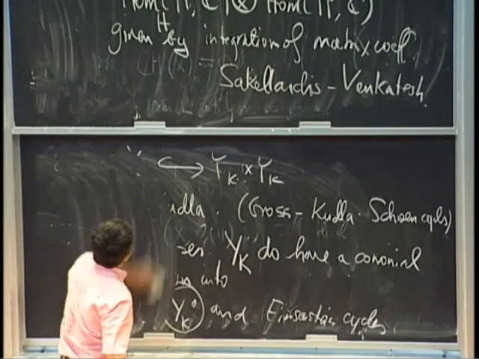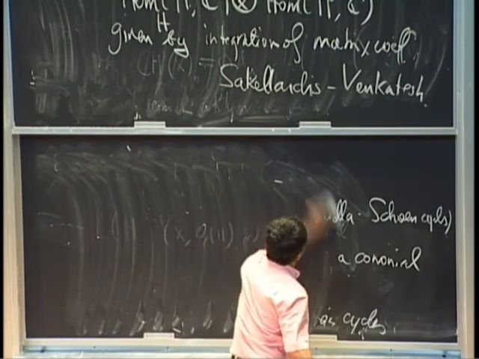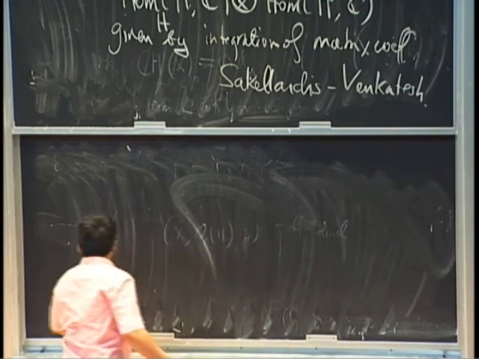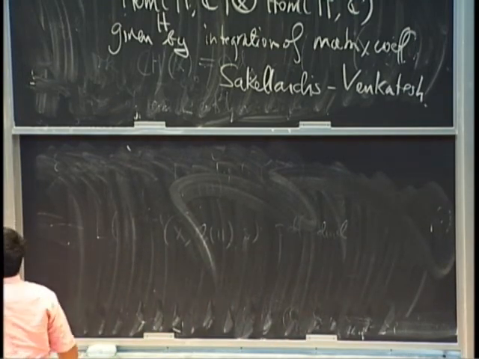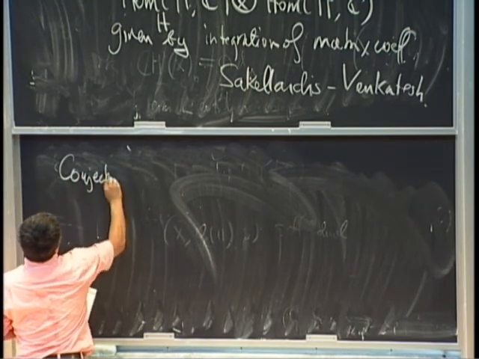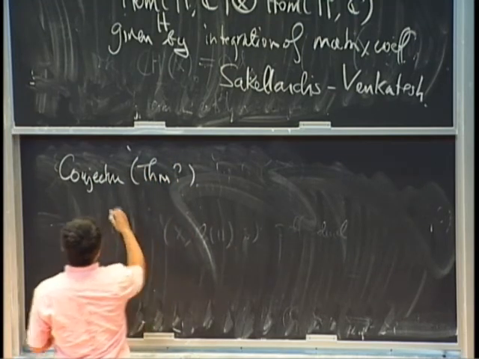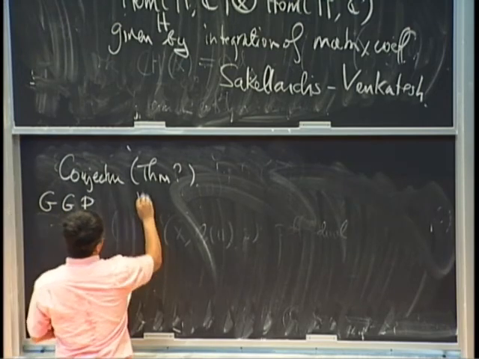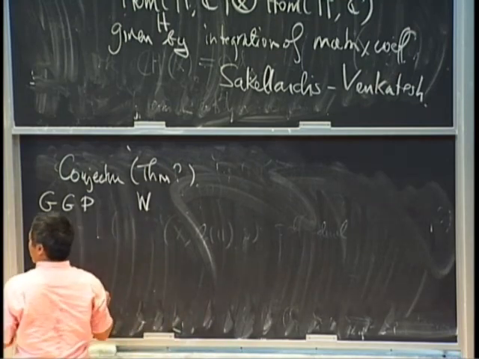Now it comes to the conjecture of something that plays the role of, probably not conjecture anymore. So the conjecture, theorem, it is the conjecture by Gan, Gross, Prasad. This is probably done by Waldspurger and his student. What's his student's name?